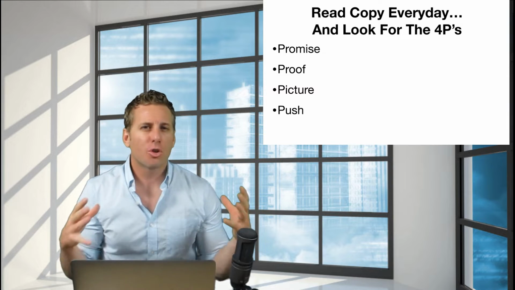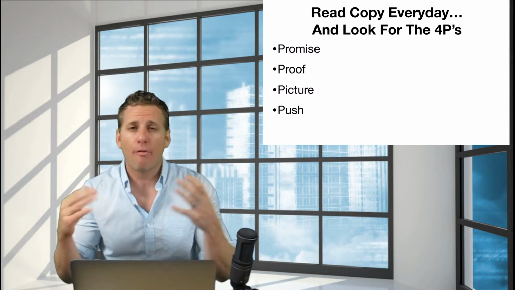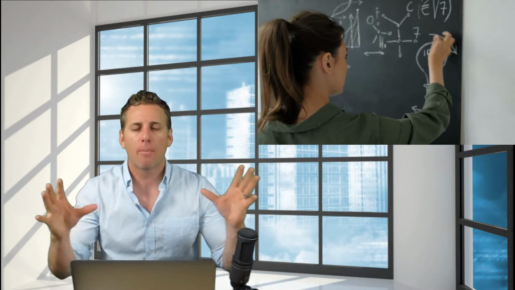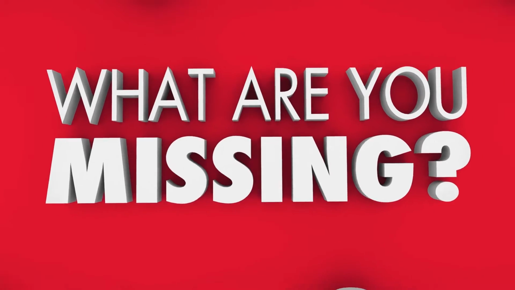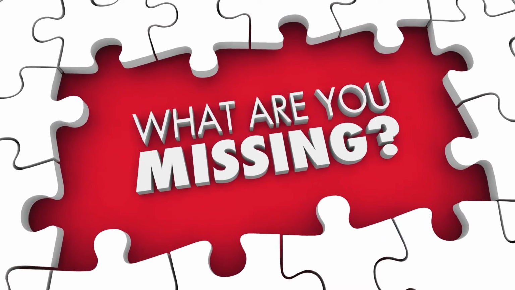So when you start to read copy this way, you're going to see all of the areas, and you're going to start to see the formulas and structures that copywriters use. You're going to see where they make promises and proofs, where they paint these pictures, and where they push to buy. And then you're going to start to see copywriters who don't do it. And you're going to start to see, oh, this one wasn't as good.